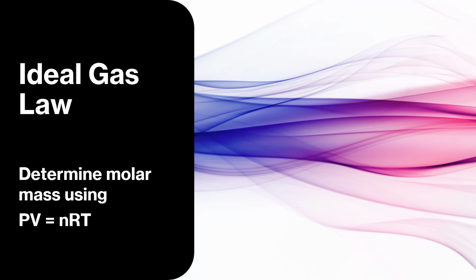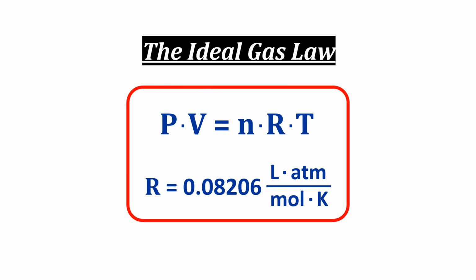In this video, we will learn how to determine an unknown compound's molar mass using the ideal gas law. Let's first look at what the ideal gas law is. The ideal gas law uses the relationship of different variables that you can control in the environment to determine the unknown variables. So in this case, we are going to use all the variables that we can see here in this equation to determine an unknown compound.